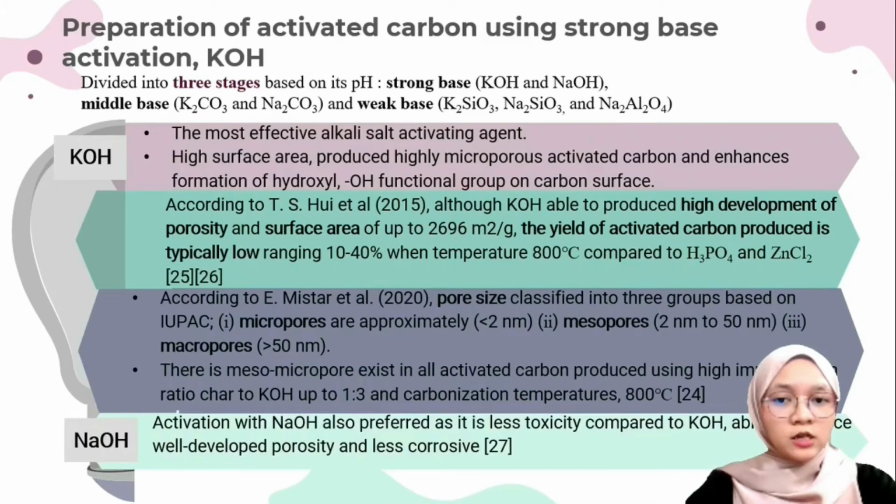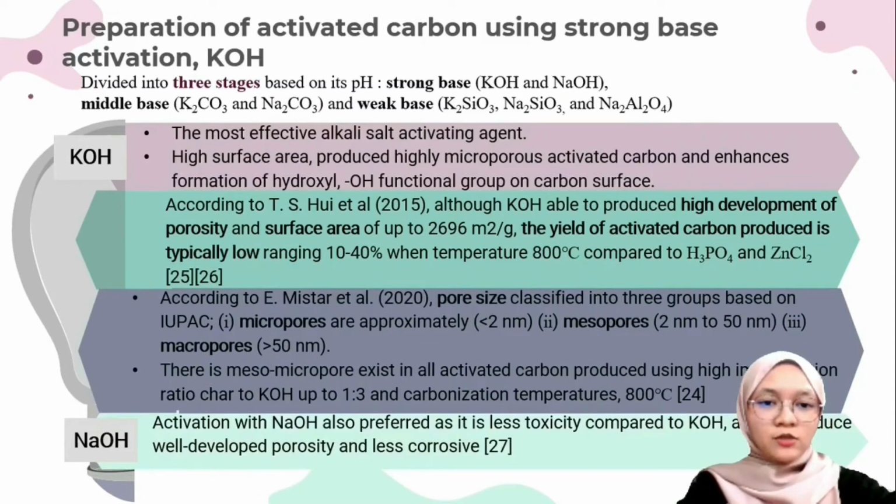Unfortunately, according to TSV, although potassium hydroxide is able to produce high development of porosity and surface area, the yield of activated carbon produced is typically low compared to phosphoric acid and zinc chloride. This is due to the increment of carbon loss during pore development, which results from the intercalation of potassium. According to Imistar et al., pore size can be classified into three groups, which are micropores, mesopores, and macropores. There is a meso-micropore axis in all activated carbon.